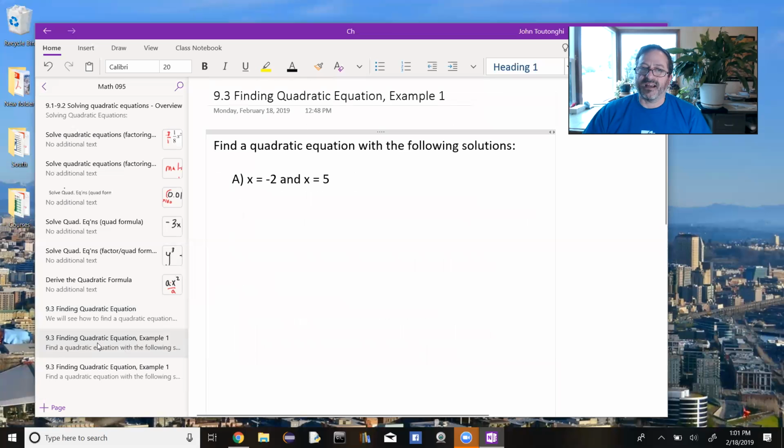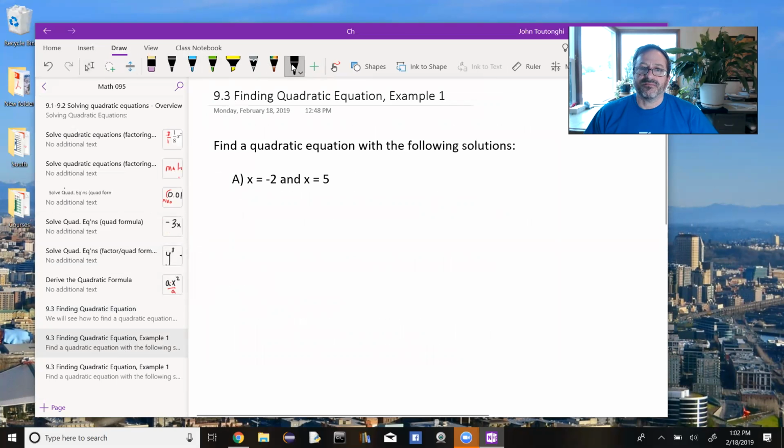First example does not have fractions. It says find a quadratic equation with the following solutions. x equals -2 and x equals 5. So I come over here, I guess this should be an or. Okay, so I'm going to rewrite this. x equals -2 or x equals 5. That's step 1, setting x equal to the solutions.